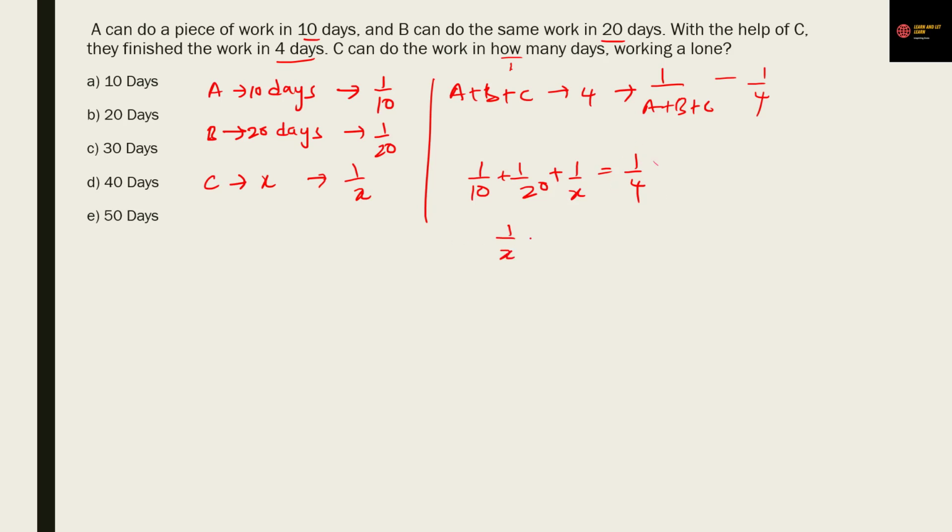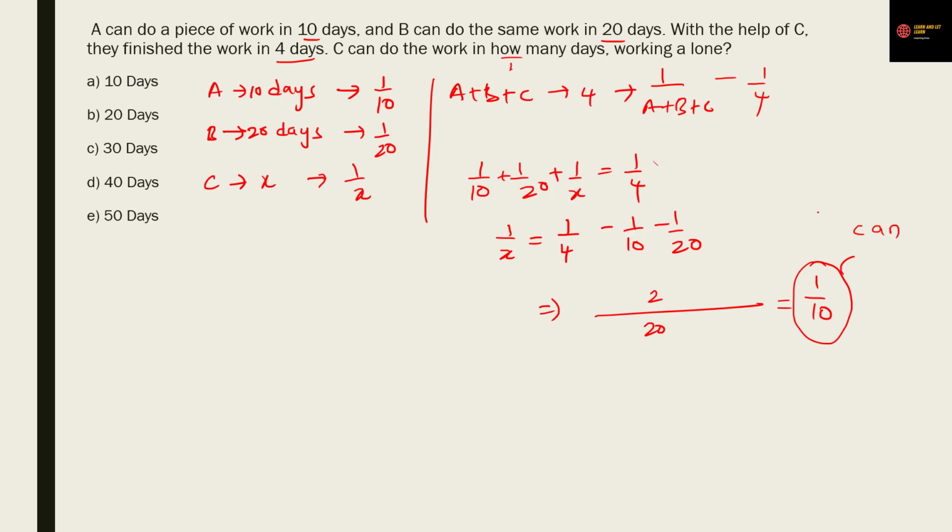So we have 1 by X as 1 by 4 minus 1 by 10 minus 1 by 20, which is nothing but 2 by 20, that is 1 by 10. Here 1 by 10 signifies C can do 1 by 10th part in 1 day. So how many days he takes to finish the complete work is 10 days. You just have to take the reciprocal. It is 10 days, so you have option A here.